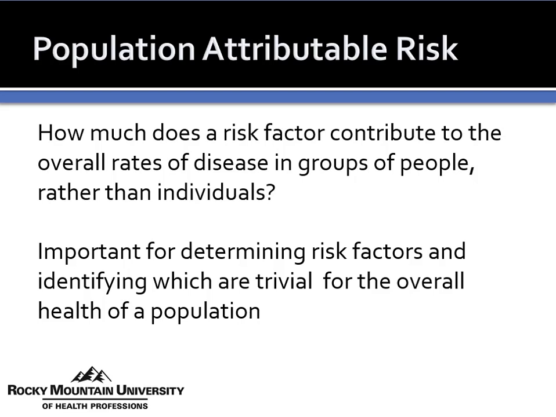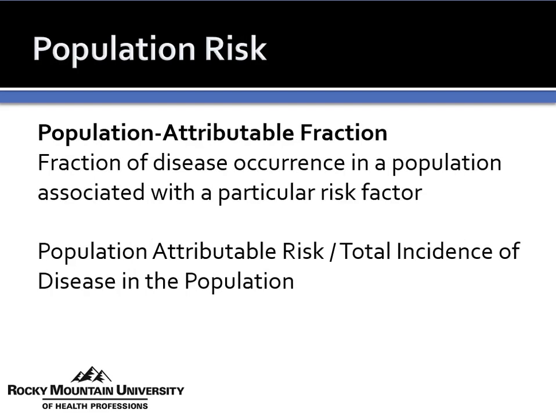The population attributable risk: how much does a risk factor contribute to the overall rates of disease in groups of people rather than individuals? It's important for determining risk factors and identifying which are trivial for the overall health of a population. The population attributable fraction is the fraction of disease occurrence in a population associated with a particular risk factor. And then there is the general formula for it. Not something that I've seen commonly presented within the physical therapy or athletic training literature that I commonly read.